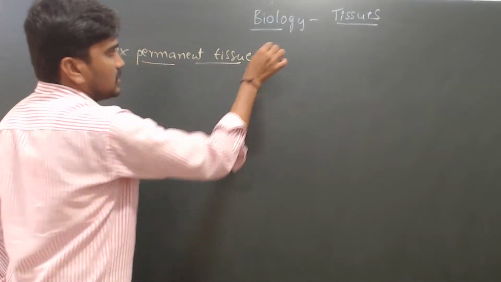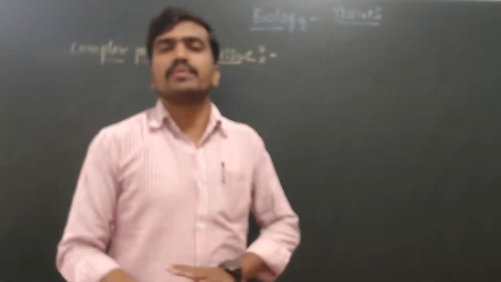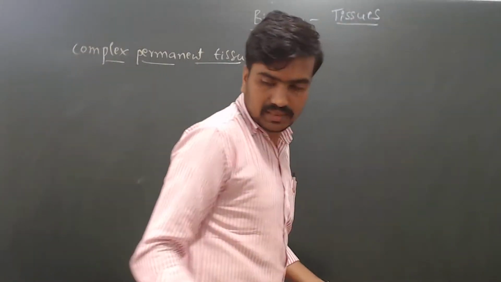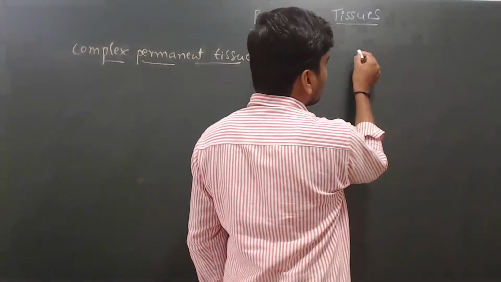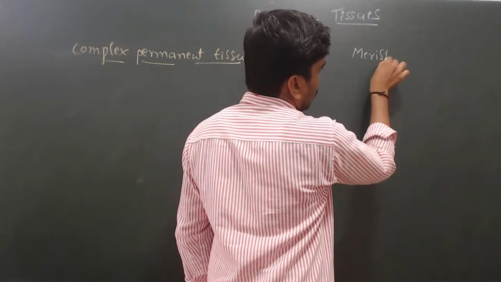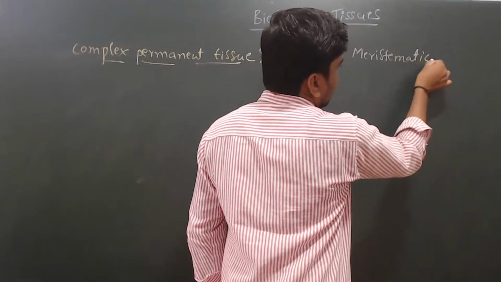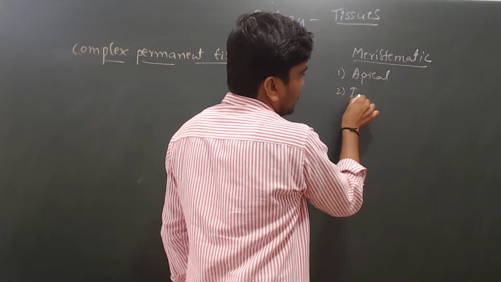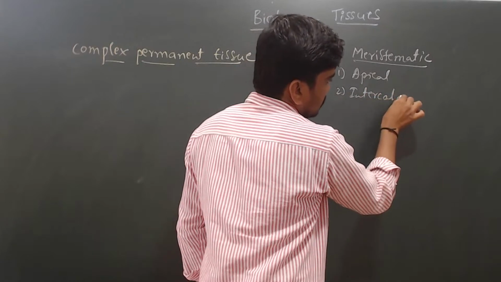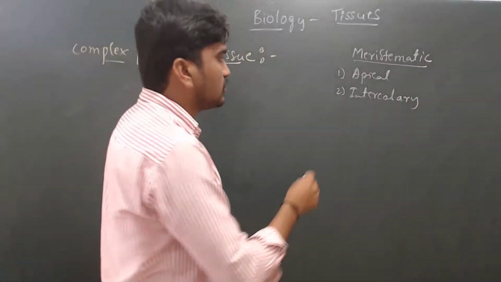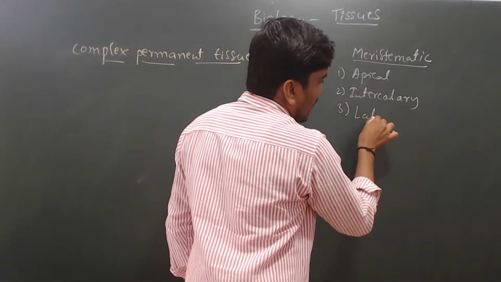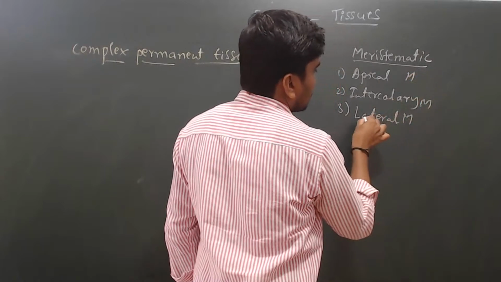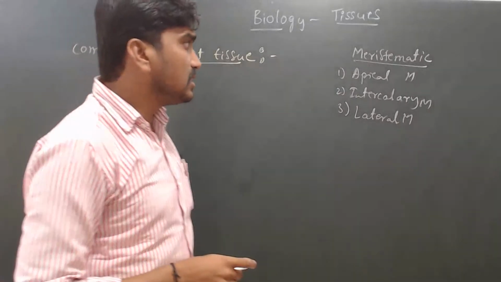Before starting this one, just recall that in the last class we already completed the meristematic as well as the simple permanent tissue. First, meristematic. These meristematic tissues are of three types: apical, intercalary, and lateral meristem. These are the three types of meristematic tissue.